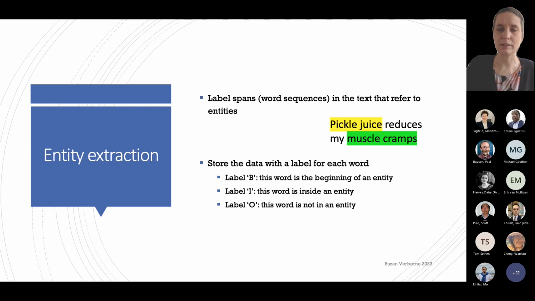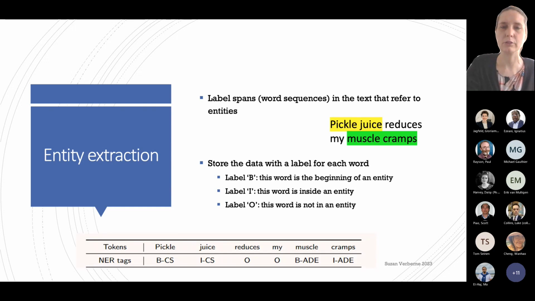This is how that data is going to be labeled, and this is familiar to people who work on named entity recognition. We label each word: if the word is not part of an entity, it gets the label O, like "reduces" and "my." If it's the beginning of an entity, it gets the label B, B-coping strategy, B-adverse drug event. And if it's inside an entity, it gets the label I-coping strategy, I-adverse drug event. This is what the data looks like when training the sequence labeling model.